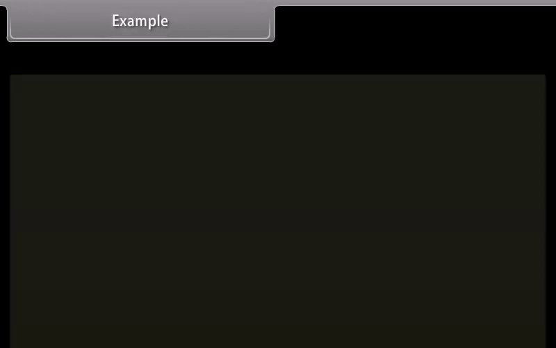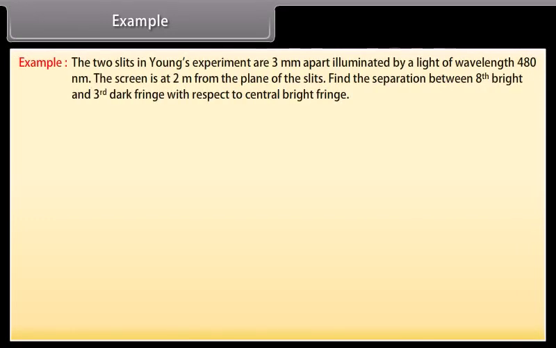Example. Let's take an example on Young's double slit experiment. The two slits in Young's experiment are 3 mm apart, illuminated by light of wavelength 480 nanometers. The screen is at 2 meters from the plane of the slits. Find the separation between the 8th bright and 3rd dark fringe with respect to the central bright fringe. Let's see the solution.